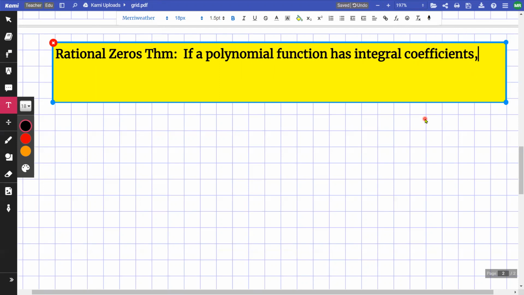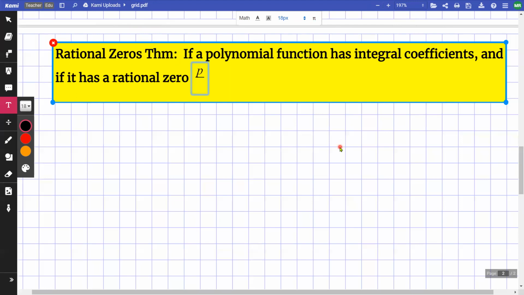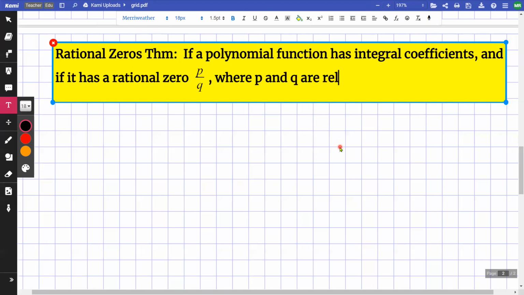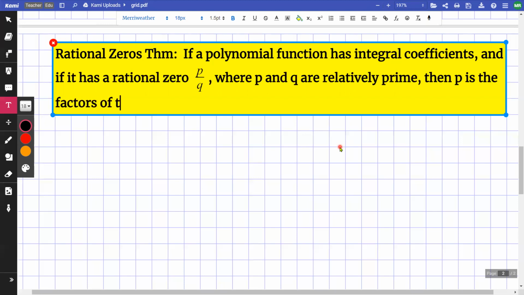So if a polynomial function has integral coefficients, and if it has a rational 0, P over Q, where P and Q are relatively prime, then P is the factors of the constant term, and Q is the factors of the leading coefficient.